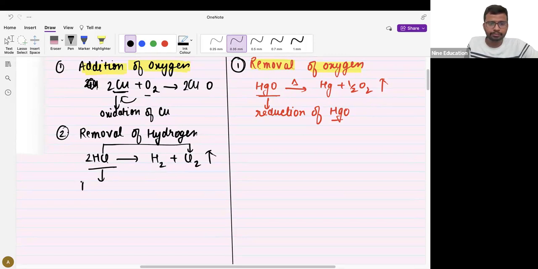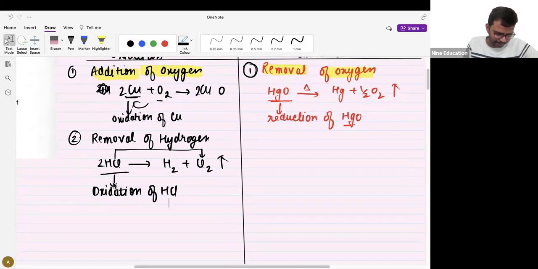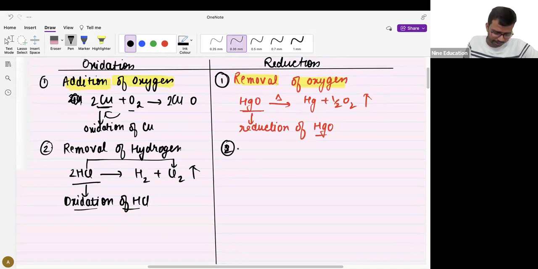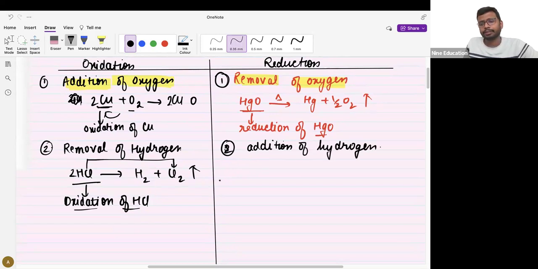So this is known as oxidation of HCl. And second part, in reduction, we can say addition of hydrogen. And we have learned this, addition of hydrogen.